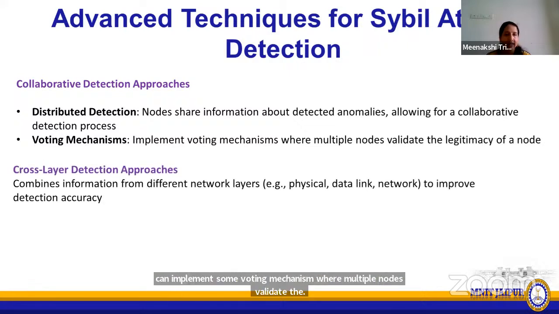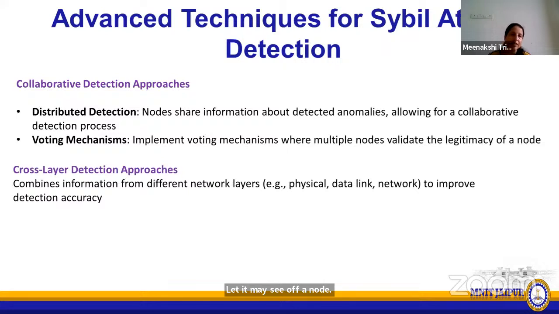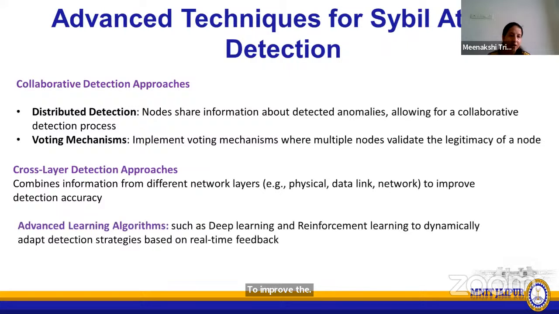Then the last technique I want to focus on here is the cross-layer detection approach, where we should not just look at the physical or the network layer identity alone, but combine the information from different network layers to improve the detection accuracy. And advanced learning algorithms, okay, it was not the last one, such as deep learning and reinforcement learning, can also be used for Sybil node detection.